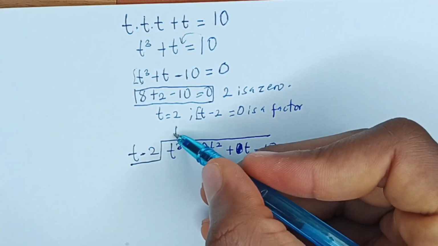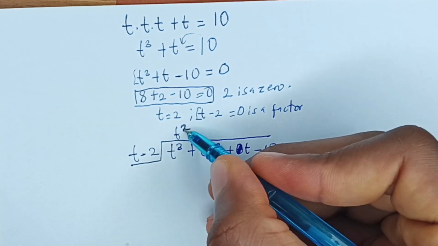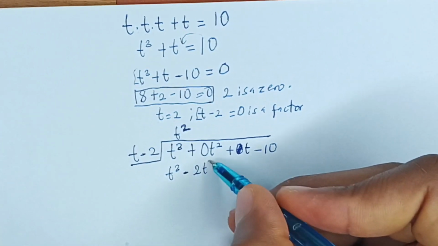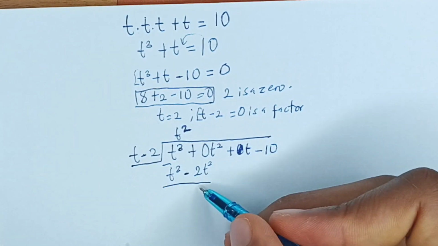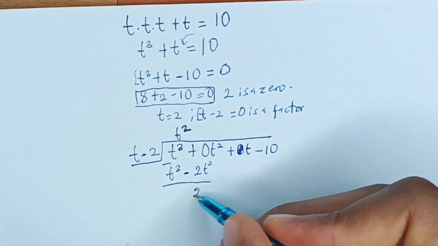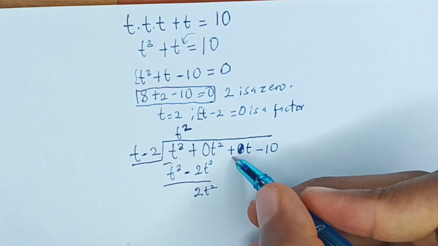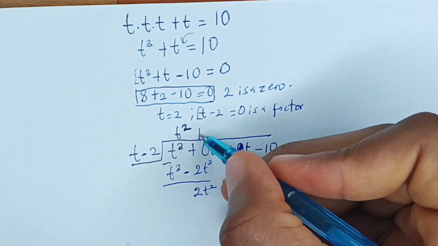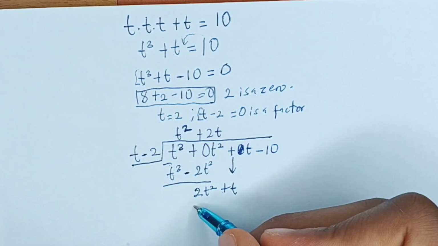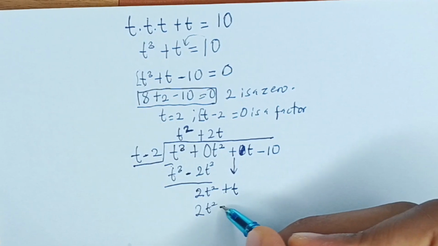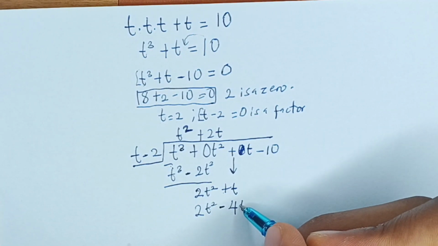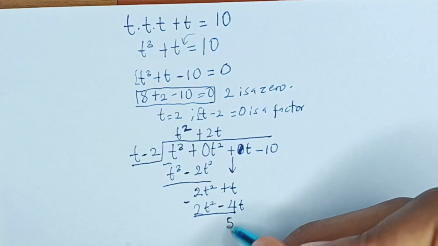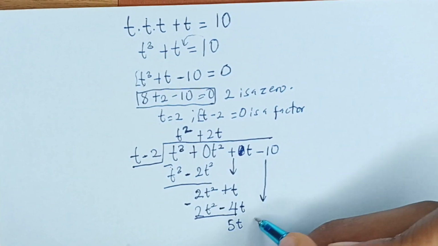t into t cubed is t squared, and then t squared times t is t cubed minus 2t squared. When we subtract, we have this times this is plus, so we have 2t squared. We bring down plus t. Dividing again, we have plus 2t. Again, what we have here is 2t squared minus 4t. Okay, when we subtract again, this gives us 5t, and we bring down negative 10.